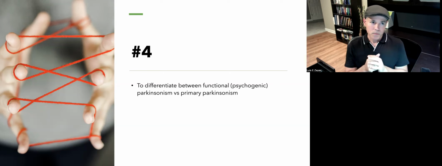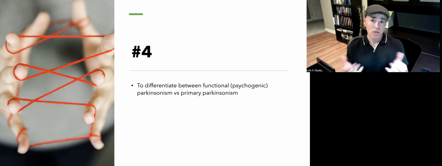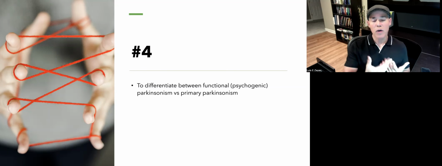Usually, well, I don't want to say usually, but commonly you see some stressors, some stress, some psychiatric comorbidities with these patients, but not always. Actually, there is no need to have psychological stressors to make this diagnosis. This is a diagnosis that you make based on positive findings, not by ruling out diseases.